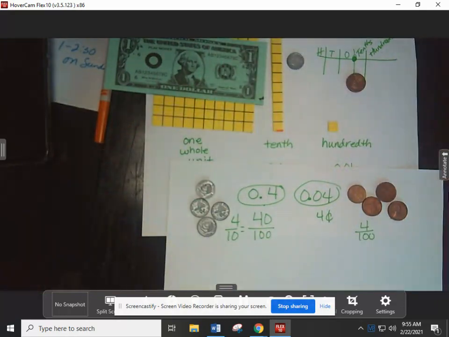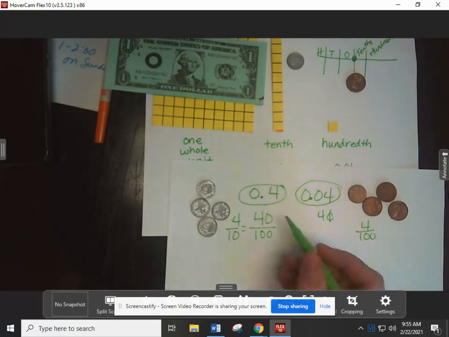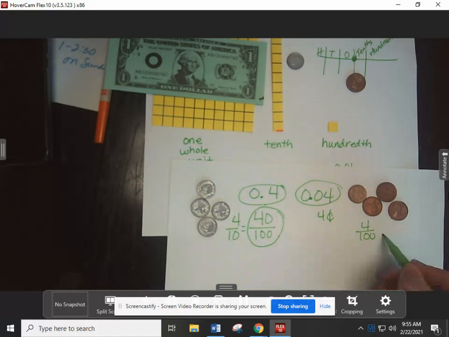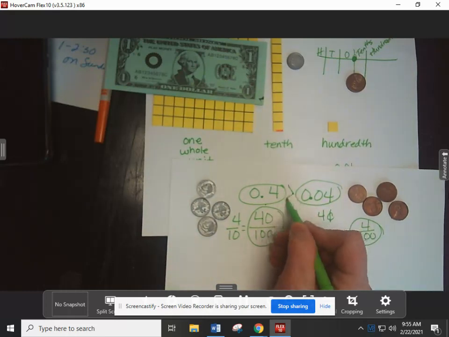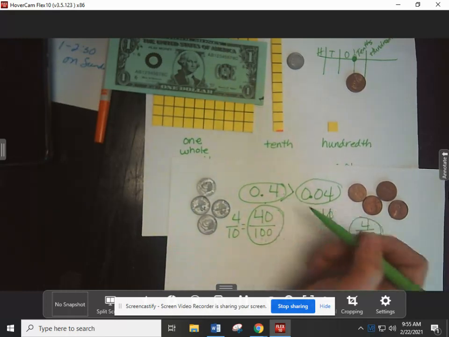Can it be 4 tenths? No. Why? Somebody's telling me it can't be 4 tenths. Why can't it be 4 tenths? Yes, sir? Because 4 tenths is 40 hundredths. And it's not. And 4 cents isn't. So he's looking at this. He's making the denominators the same so that they're easier to compare. So if we were going to compare these, we know that that one is bigger.